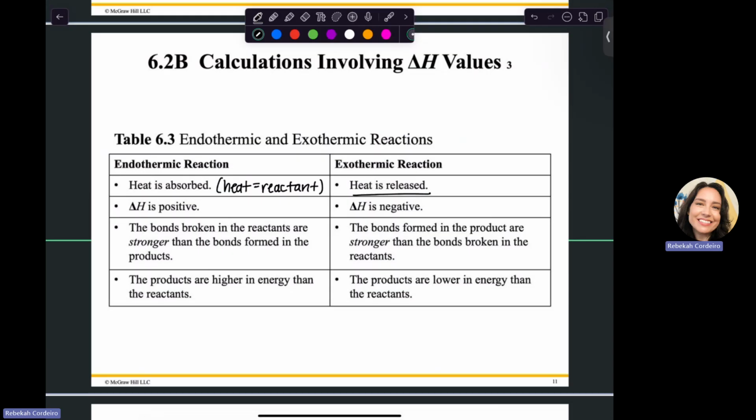Exothermic, heat is released. You can think about the heat as a product. So like lighting a fire, right? The heat is coming off of it. It's a product. And so this means that the bonds we're forming are stronger, or the things we're forming are more stable.